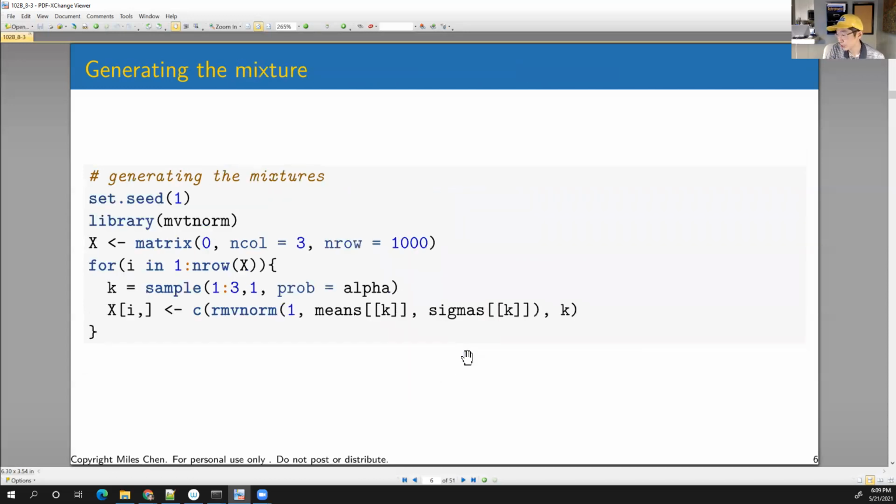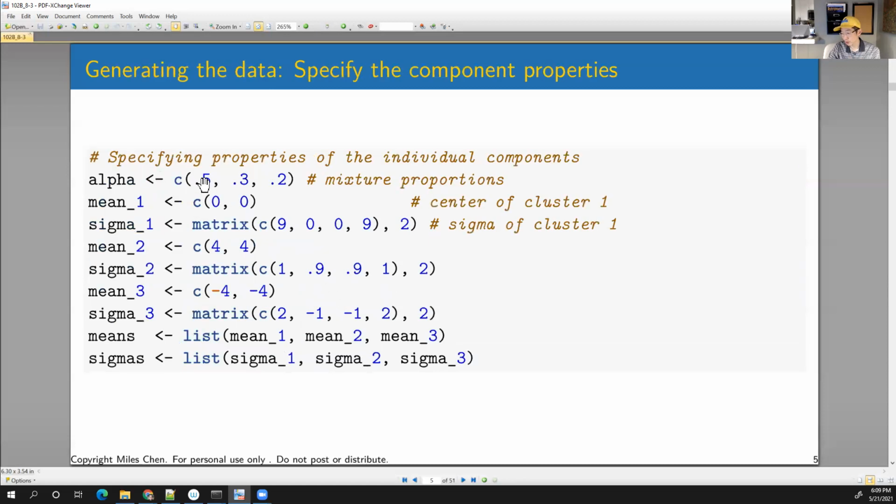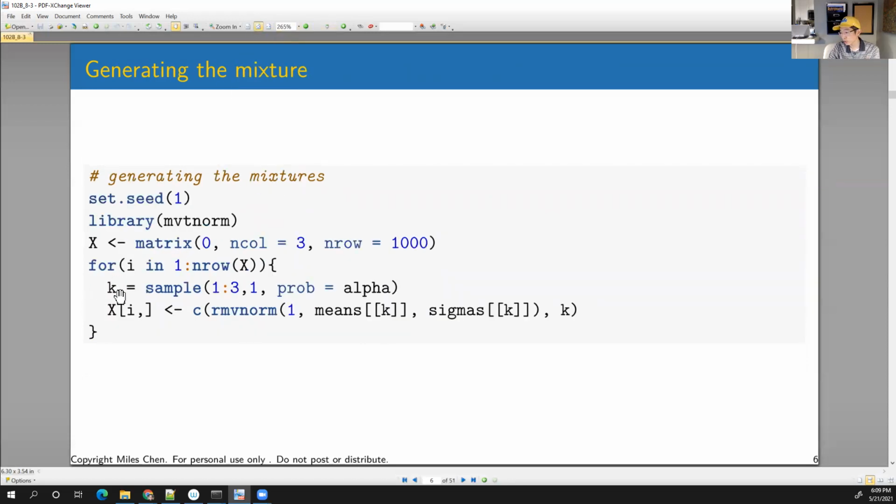And then I'm going to generate 1,000 values. The way we're going to do this is first I'm going to sample a value k. K is going to be either 1, 2, or 3, and the probability that it's 1, 2, or 3 is based on alpha. So it's going to be 1 with probability 0.5, 2 with probability 0.3, and 3 with probability 0.2. So first we're going to generate k, which will indicate which class it's in. Is it in class 1, class 2, or class 3?